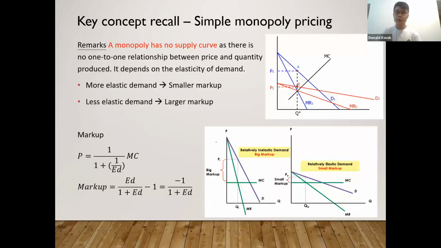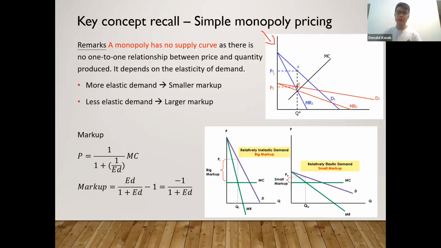And finally, the remark here, a monopolist has no supply curve. So why is that the case? Referring to the diagram on top here, even when we have the same profit maximizing quantity and marginal cost curve of the firm, if the monopolist is facing different sets of demand and MR curve, then the corresponding price set would be different, as you can see. So this is why there's no one-to-one relationship between price and quantity supplied of the firm, and it would depend on the elasticity of demand.